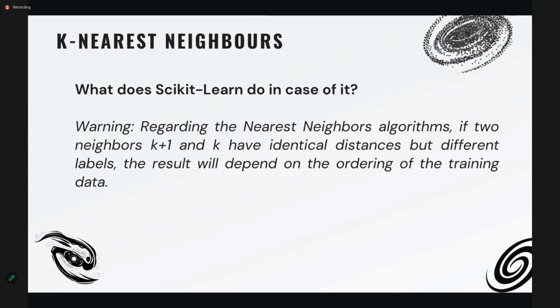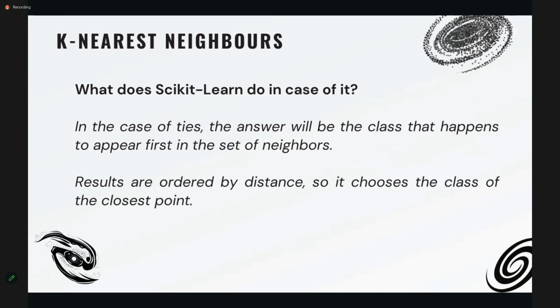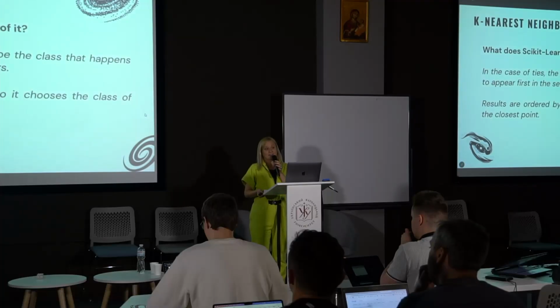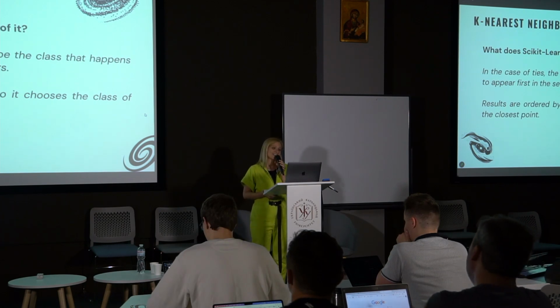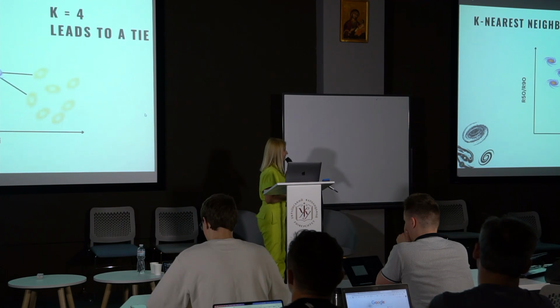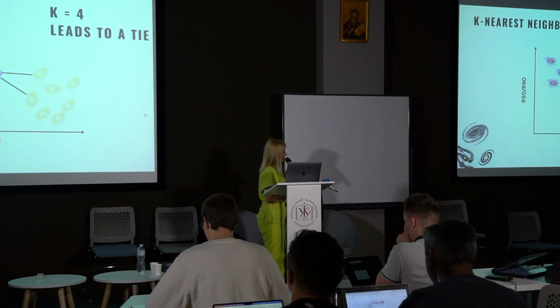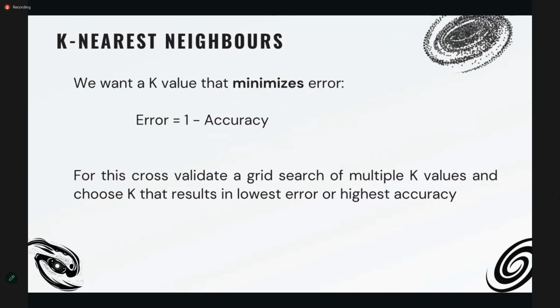And scikit-learn tells us that regarding the nearest neighbor algorithm, if 2 neighbors, k plus 1 and k, have identical distance but different labels, the result will depend on the ordering of the training data. In the case of a tie, the answer will be the class that appears first in the set of neighbors. And also, results are ordered by distance. So it chooses the class of the closest point. The closest is spiral. That's why it will be spiral.